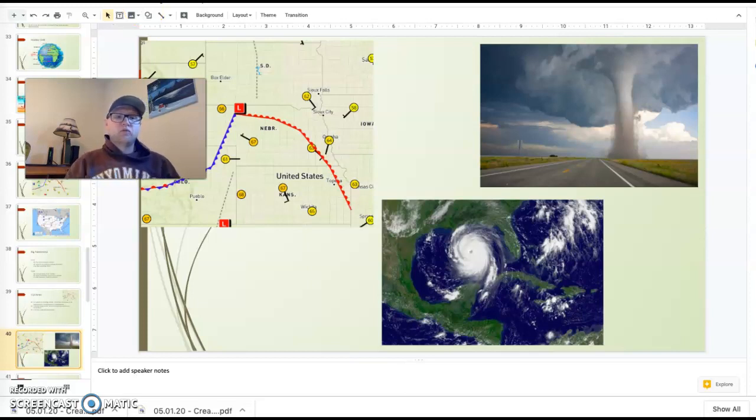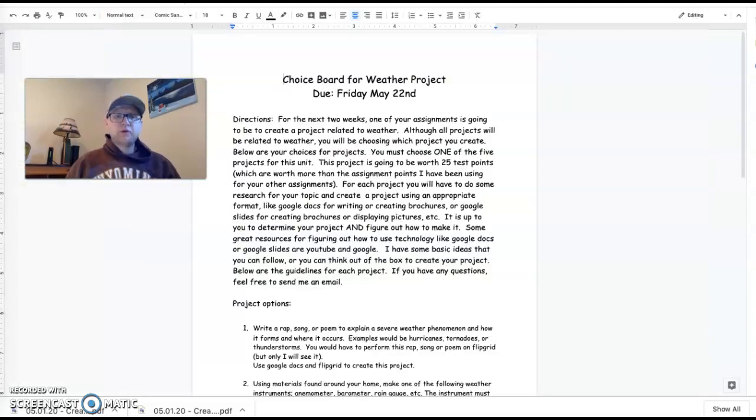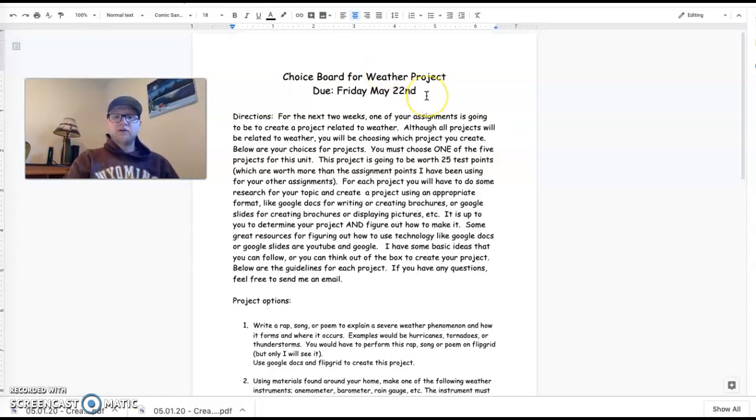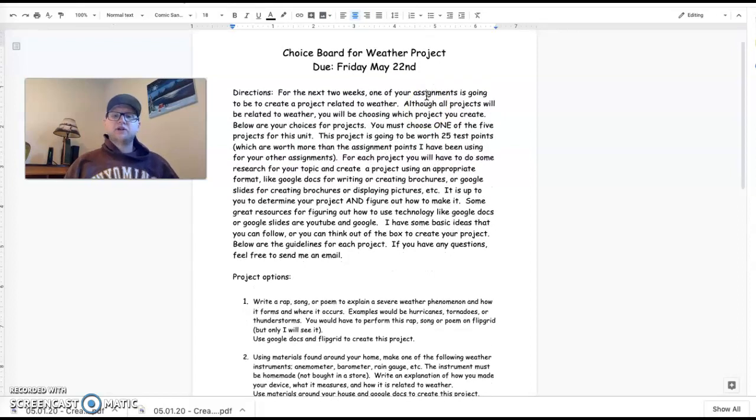Now, let's talk about the project that's going to finish out our weather unit. You can focus on severe weather or a couple of other things. We didn't really get to touch on severe weather too much this year, but you have an opportunity to do kind of a research project on that if you would like. So let's look at it. I'm calling it a choice board because you get to choose your project. There are 5 options and you get to choose one of them to do.